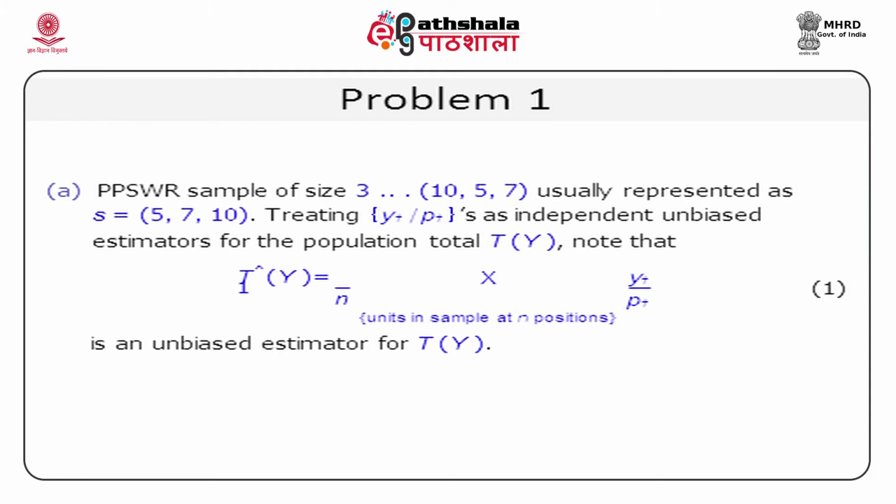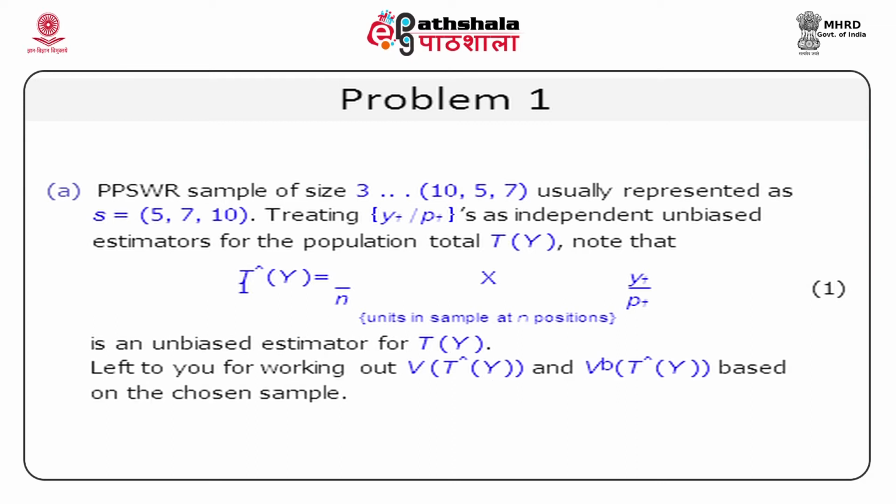So, T hat y is expression number 1 over little n summation y_i over p_i for all the units in the sample at different positions. Because it is with replacement, even if there is a repeat, you count it as it goes, and this expression 1 tells you it is an unbiased estimate for the population total. I leave it to you as working out the expression for variance and V hat of T hat based on the chosen sample. These are all given in the text. There is nothing difficult about it.